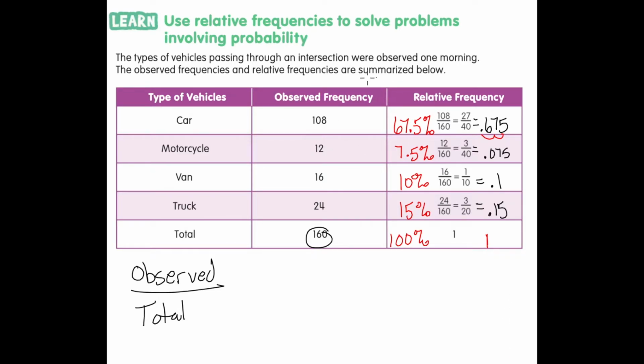We could use our relative frequencies to make predictions. If we were to ask which vehicle is most likely to pass through the intersection next, we would probably say car, about a 67.5% chance of passing. The least likely vehicle to pass through that intersection would be a motorcycle at 7.5%.